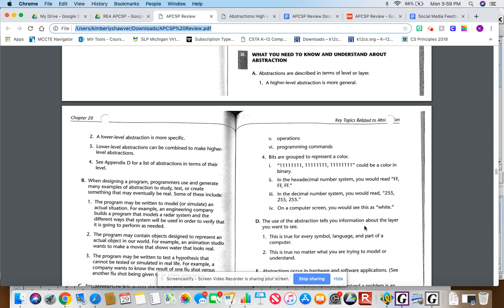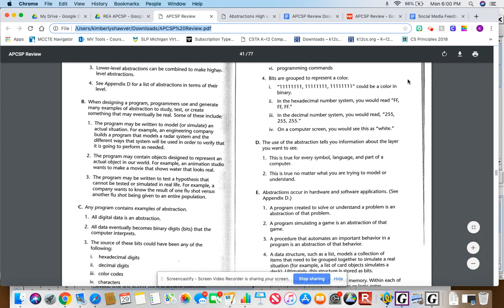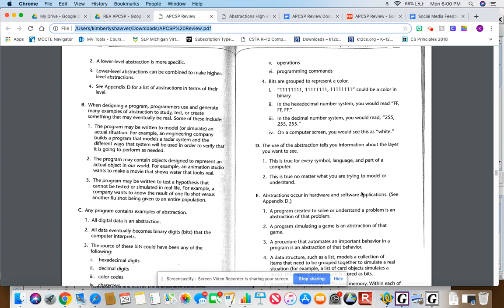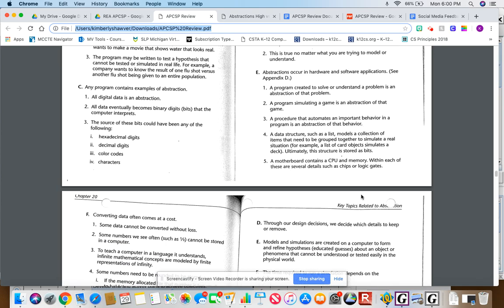Bits are grouped to represent color by RGB numbers, red, green, and blue. So it would be in red, green, and blue in hex, in binary, or in decimal. If you saw FFFFFF or 255, or all ones, that would be white. If everything was zero, it would be black. The use of abstraction tells you information about the layer you want to see. That's true for every symbol, language, and part of the computer. This is true no matter what you're trying to model or understand.